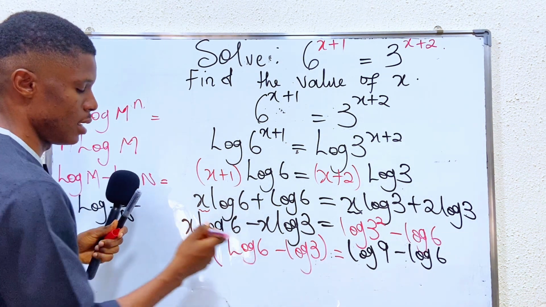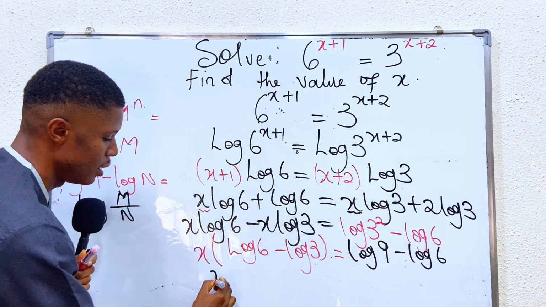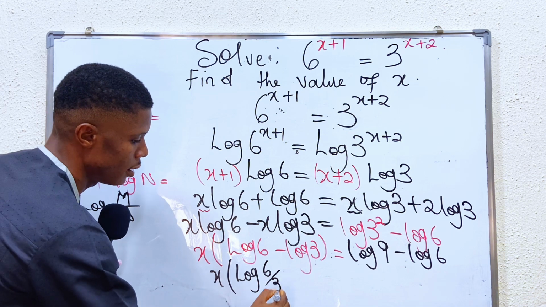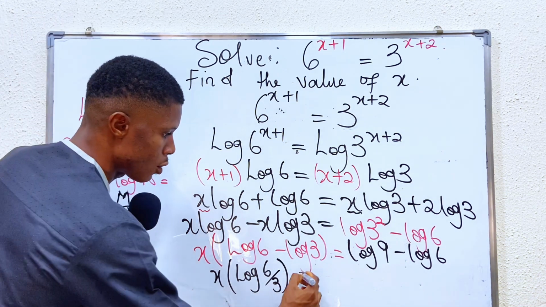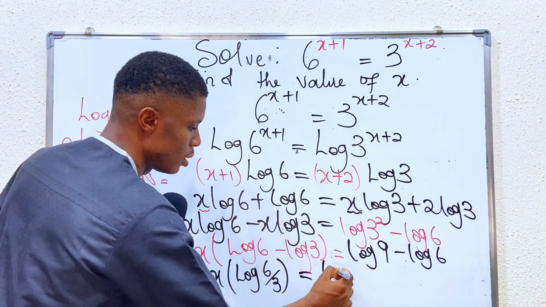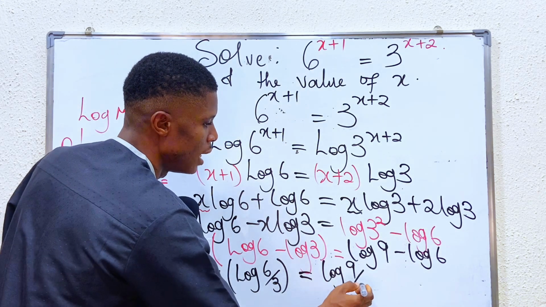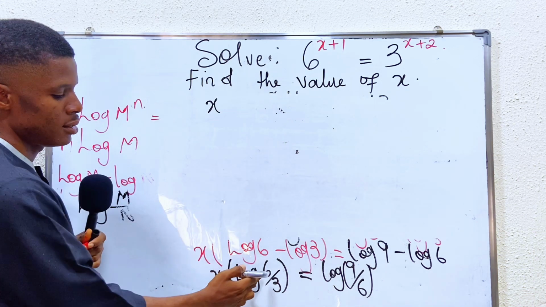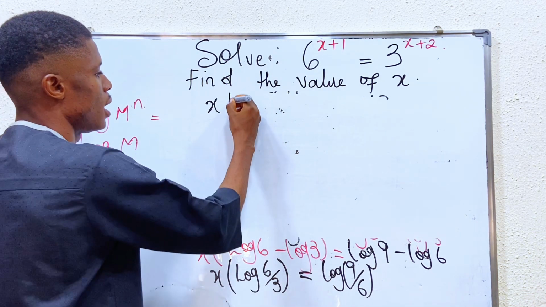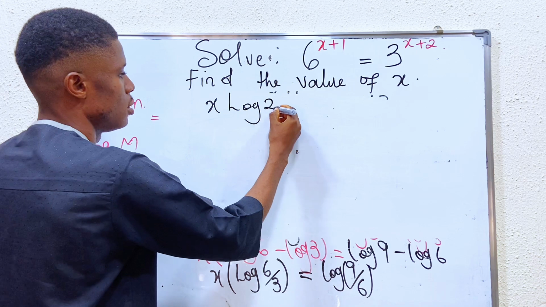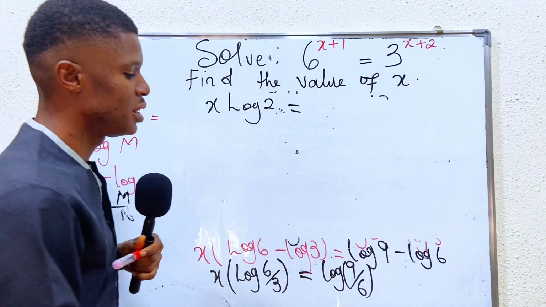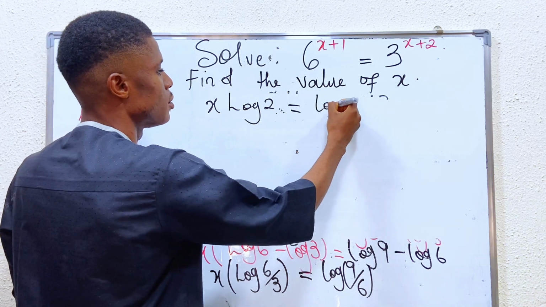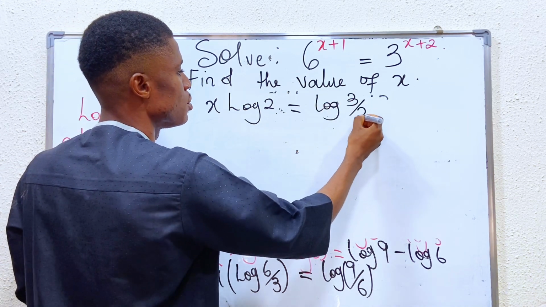So let's apply it here. If we apply it here, what are we having? x into log 6 over 3 is equal to log 9 over 6. Have it that x is here. 6 divided by 3 is 2. So x log 2 is equal to, when we divide 9 by 6, we are having it to be what? We can still have it to be log 3 over 2.